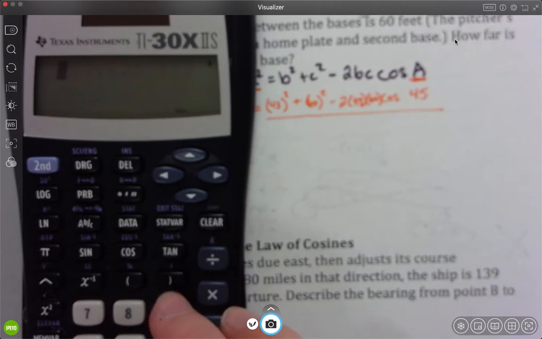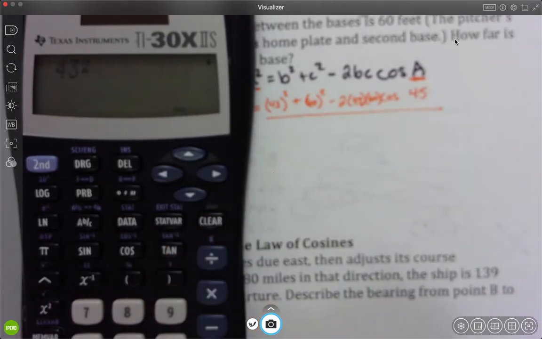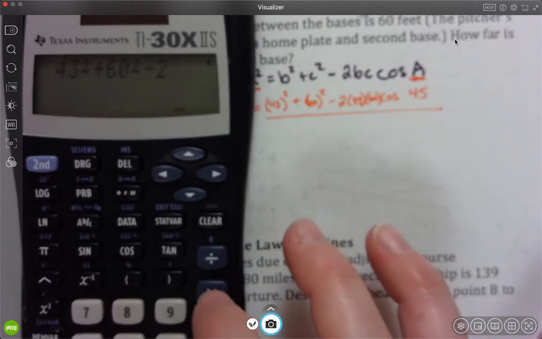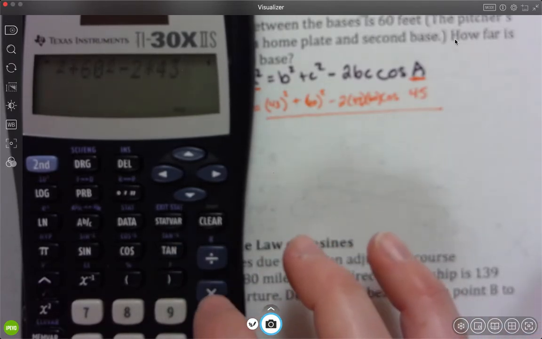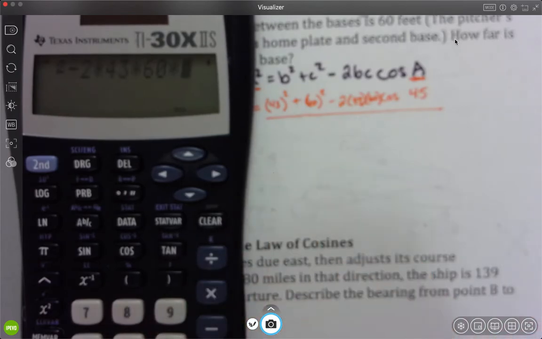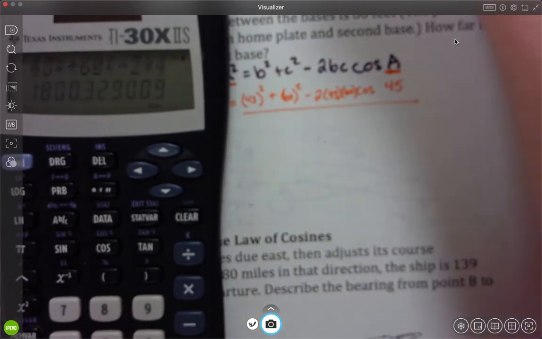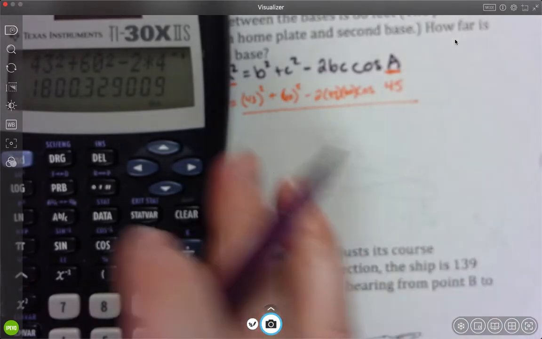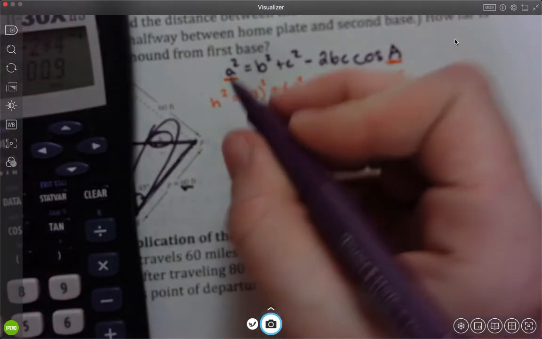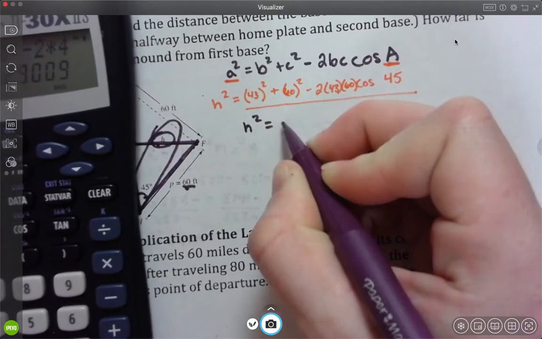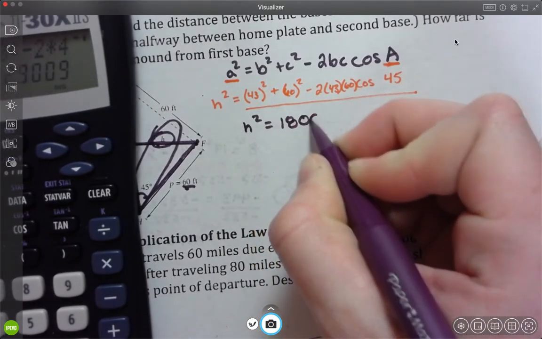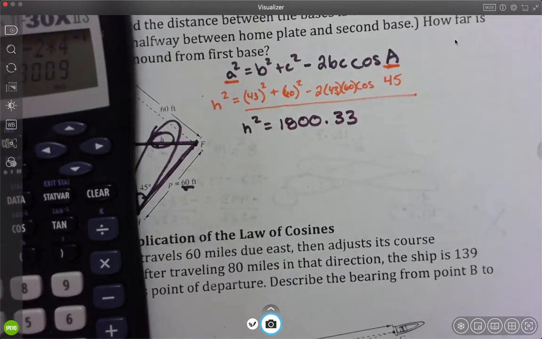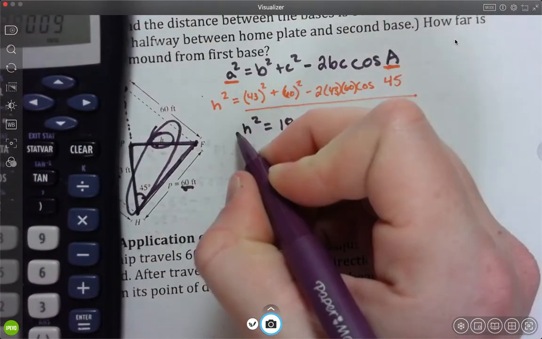So I should be able to do 43 squared plus 60 squared minus 2 times 43 times 60 times cosine of 45. The order of operations should go in that order. It'll do this multiplication first, which is what I want it to do. So I have h squared equals 1800.33, let's say. Wow, really big number, but I have to take the square root of that.